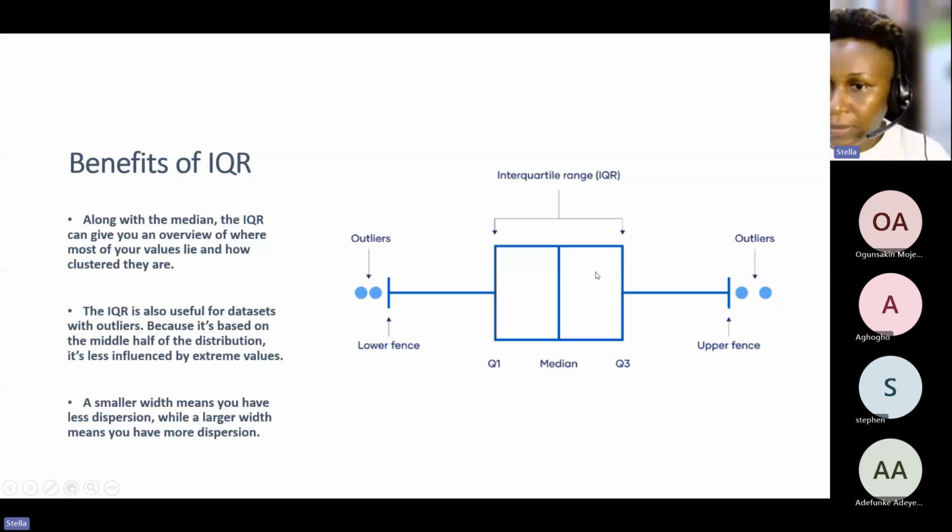So for a box and whisker chart like this, how you're going to know the variability, or how dispersed your data points are, is by the size or the width of the interquartile range, this box. A smaller width of the box means that you have less dispersion, while a larger width means that you have more dispersion. Okay, so let's continue.